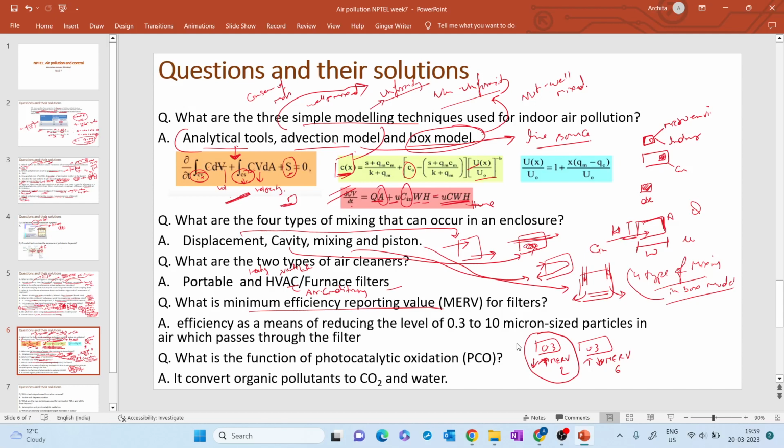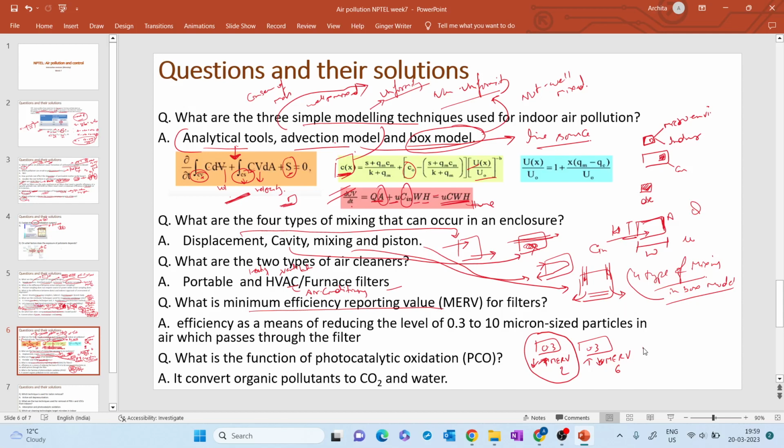Next is the photocatalytic oxidation unit. This unit is generally installed in houses, and its purpose is, with the help of UV and voltage, or electricity, I would say, to reduce the pollutants in a house, especially organic pollutants, into carbon dioxide and water.